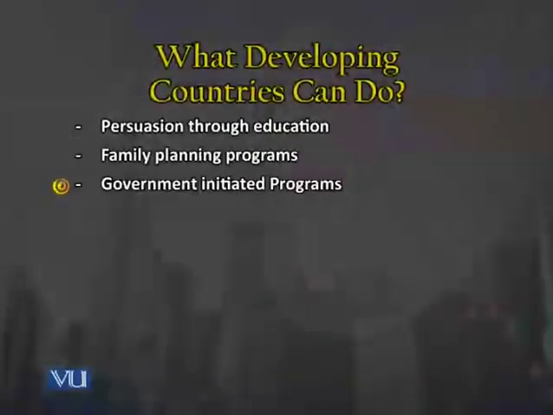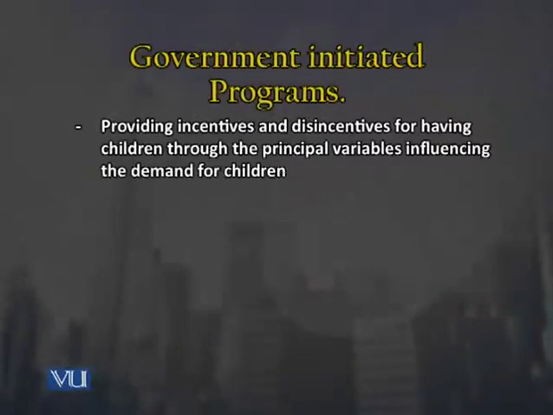In addition to that, there could be certain other policies that can be followed or incorporated in the policy structure in the developing countries. The government in a developing country can come up with certain programs, for example programs based upon providing incentives and disincentives for having children through the major variables that can influence the demand for children, as has been explained by the microeconomic household model we discussed earlier. So I'm going to quote certain examples from the world.